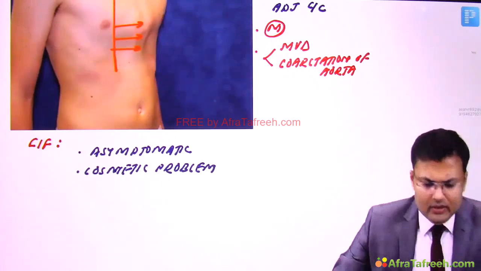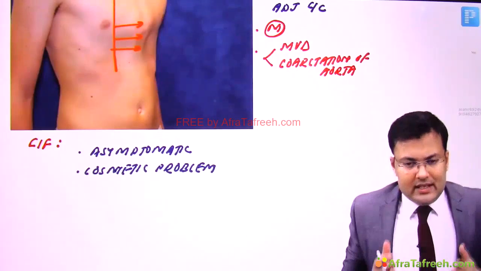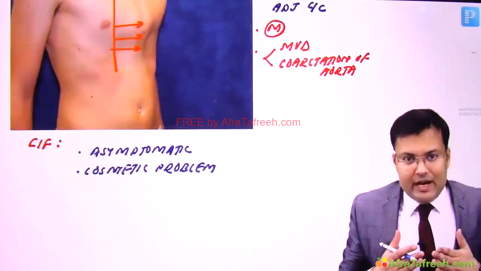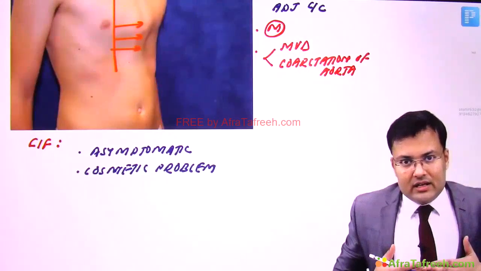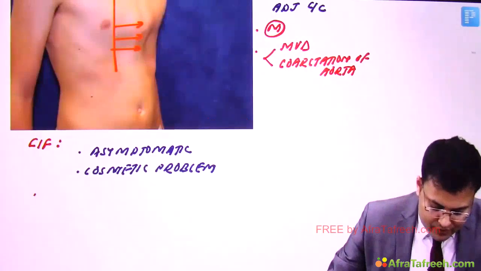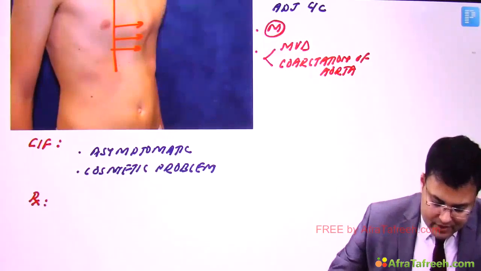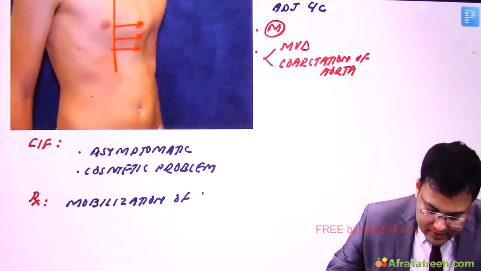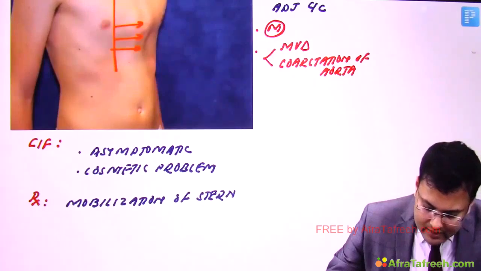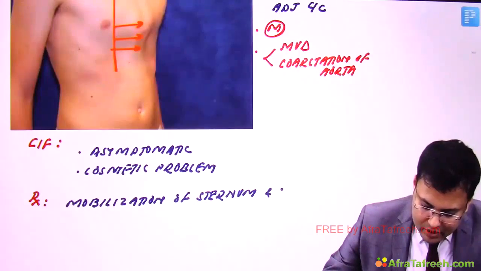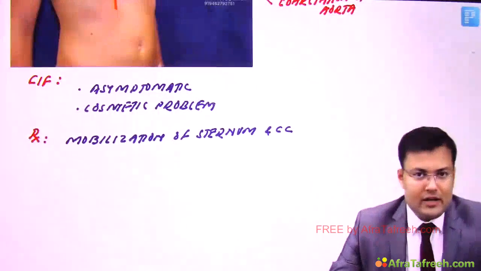Clear? Now what we have to do, since there is anterior displacement of the sternum and lower costal cartilage, we have to mobilize this sternum and costal cartilage to its normal anatomical position. So in treatment we perform the mobilization of the sternum and costal cartilage to its normal anatomical position.